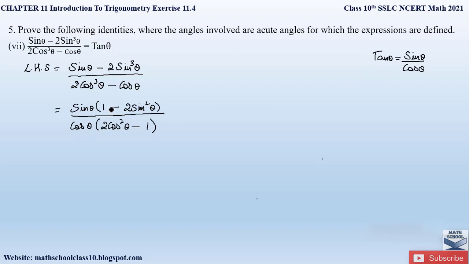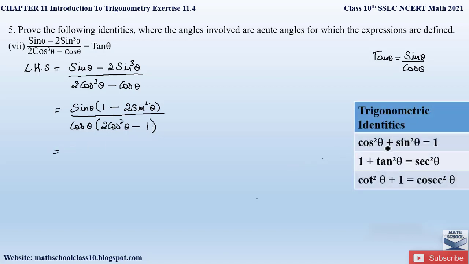So we have obtained the right hand side value. But how do we remove this 1 minus 2 sin square theta divided by 2 cos square theta minus 1? Okay, so for this we can use our identity. That is the first identity, cos square theta plus sin square theta is equal to 1, or we can just find out the value of cos square theta by sending the sin square theta to the right hand side. So cos square theta can be written as 1 minus sin square theta. So this we will substitute in our denominator here.